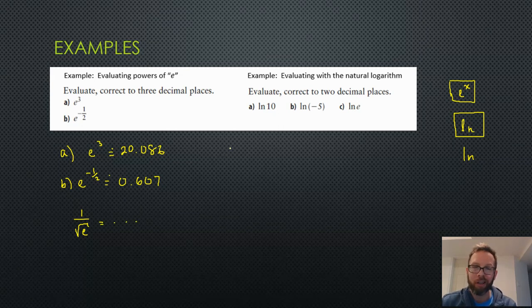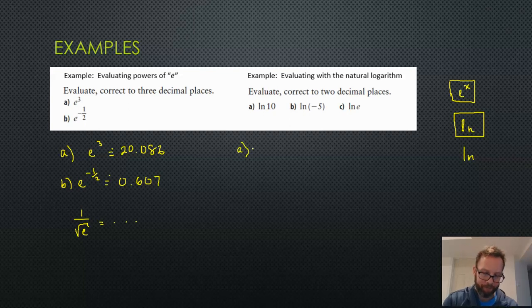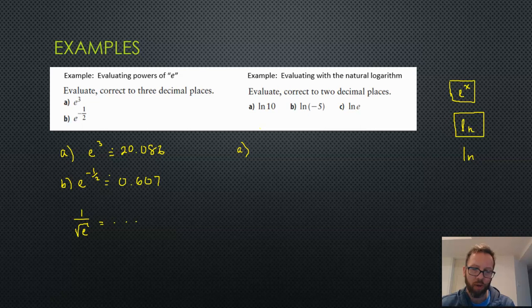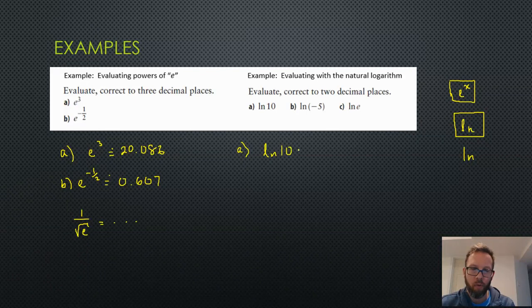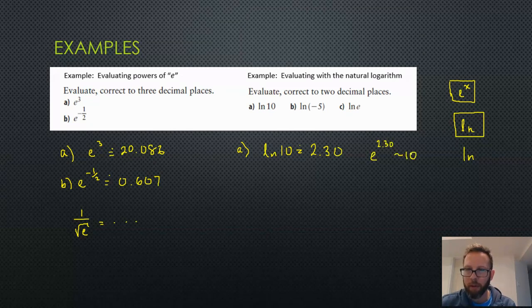Try out your ln button. So the ln of 10, to 2 decimal places, the ln of 10 is equal to about 2.30. So if you want to just do a quick check, what that means is e to the power of 2.30 is going to give you approximately 10. So you can try that out if you'd like.